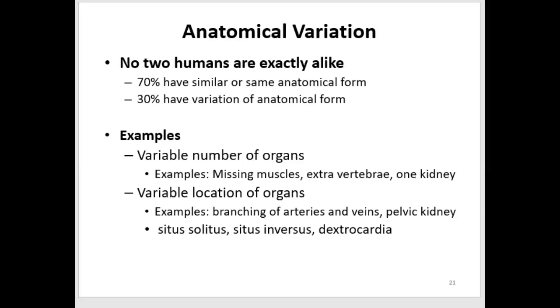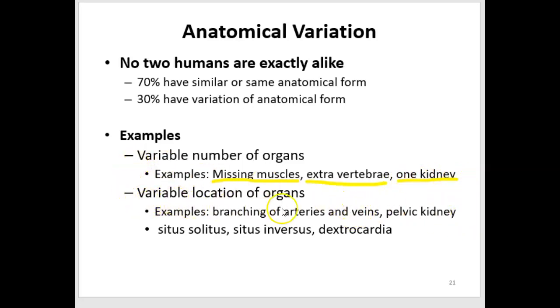Sometimes an individual has a different number of organs or structures. So normal function, but just not as many organs. For example, missing muscles or extra vertebrae. Usually it's not a major muscle, and we have a lot of synergistic muscles anyway. Or maybe they are just born with 1 kidney, but they're fine.